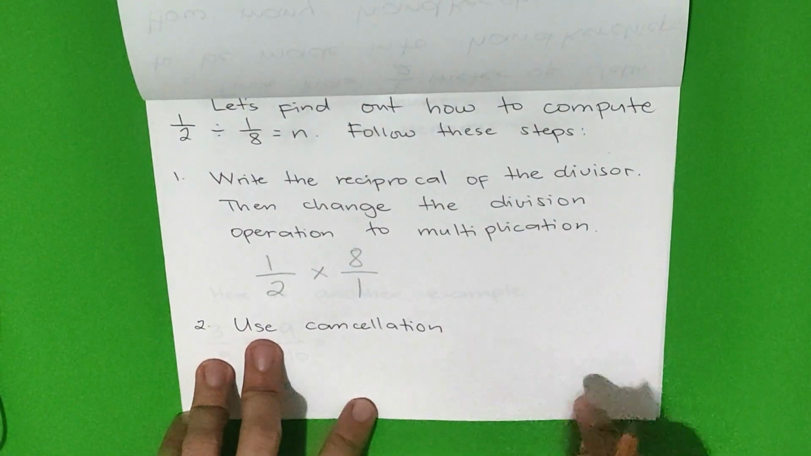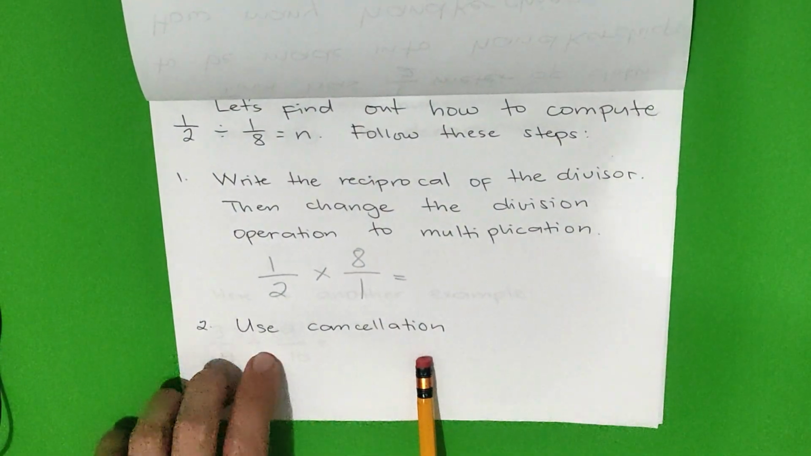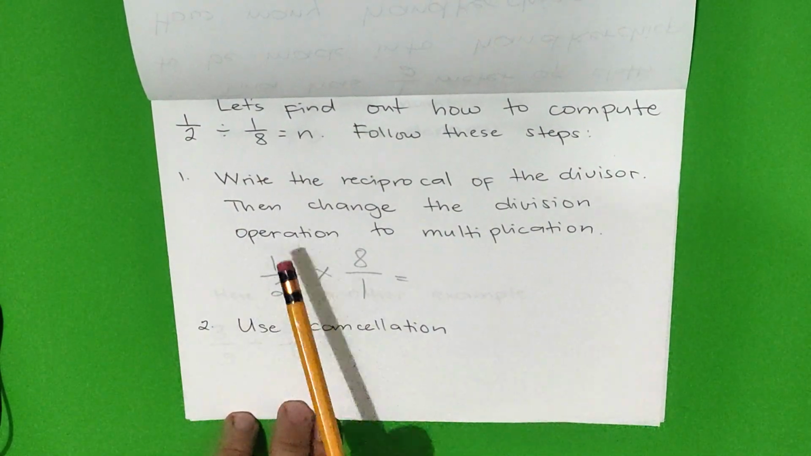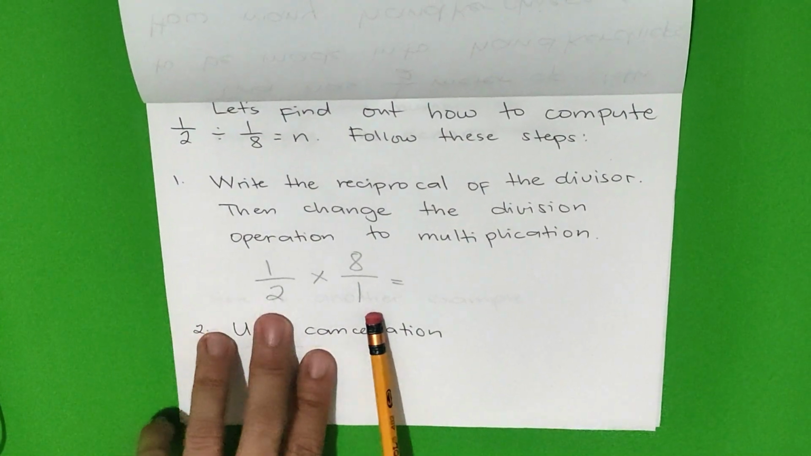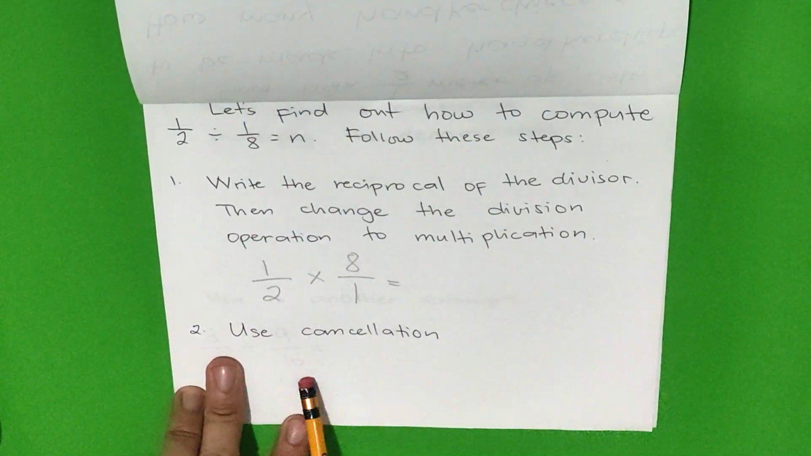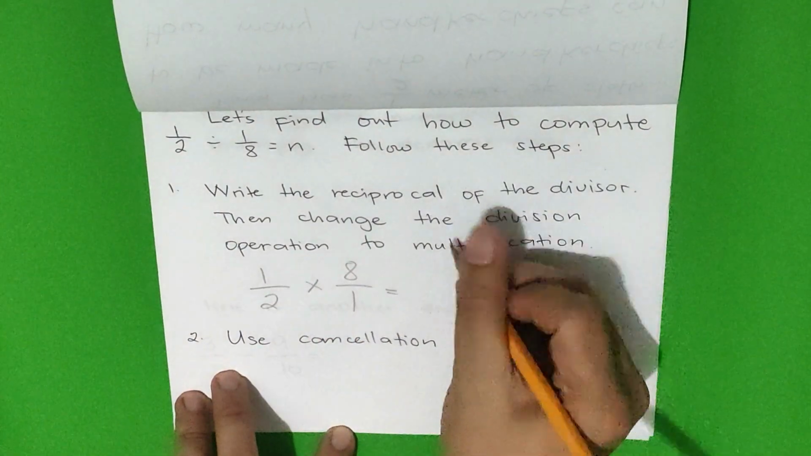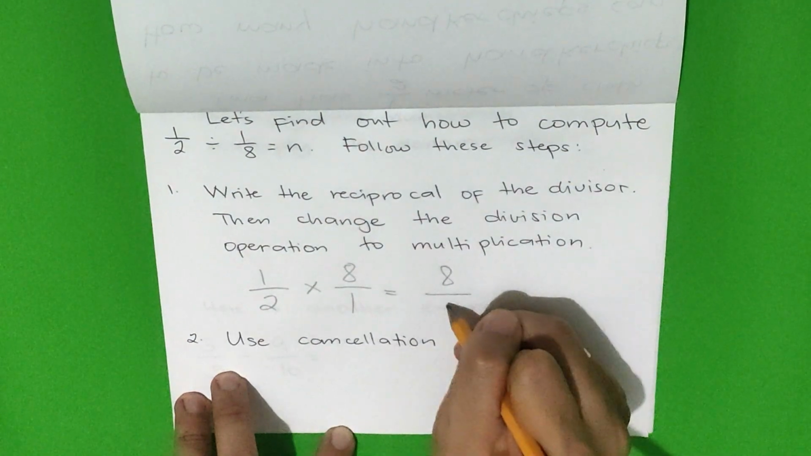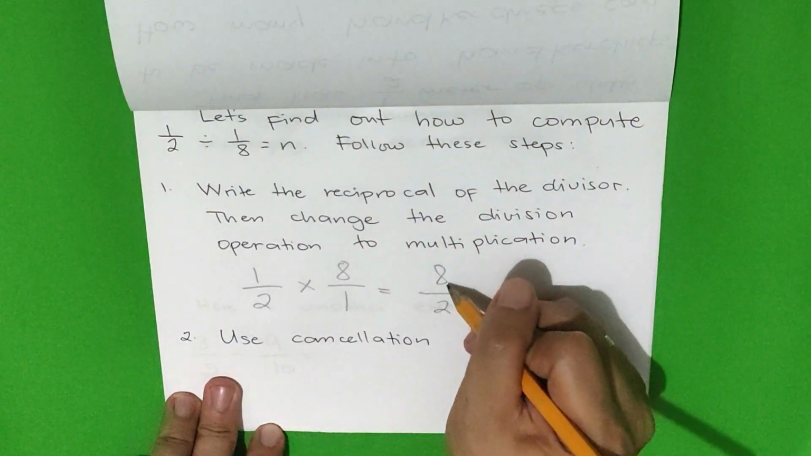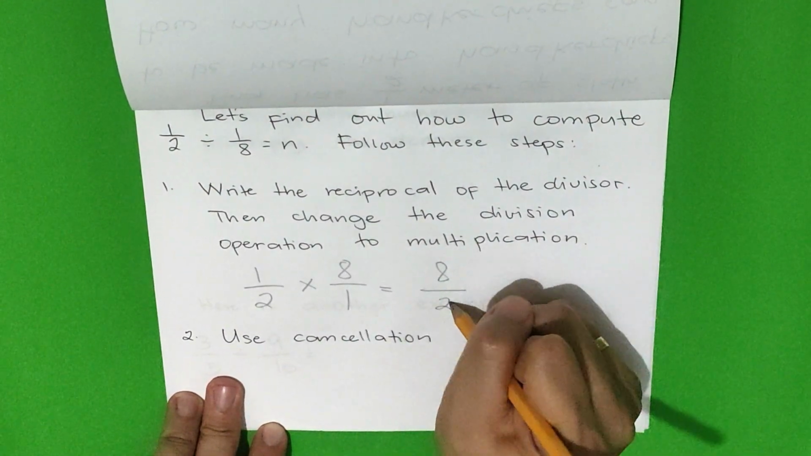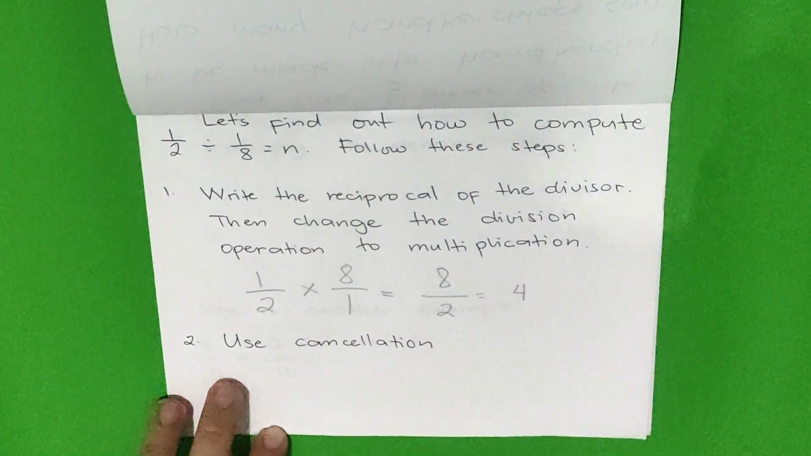I hope you followed. Next, use the cancellation method. You can use the cancellation method or you can multiply the numerators and multiply the denominators. Let us multiply the numerators first, to see if we will come up with the same answer as using the method of cancellation. So 1 times 8 is 8 and 2 times 1 is 2. Now, let's divide 8 and 2. 8 divided by 2 is equal to 4.